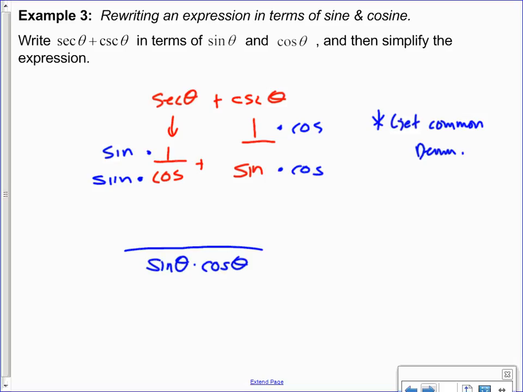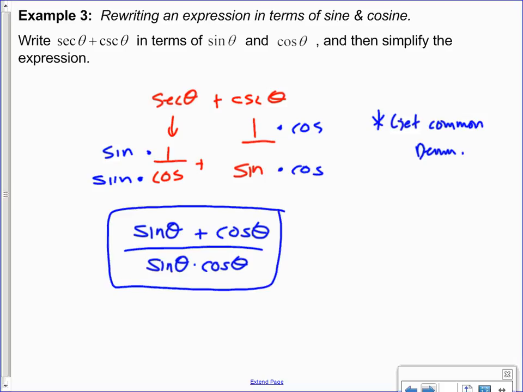Once you have a common denominator, you just add what's on top. So top is sine times 1, which is sine, and then 1 times cosine, which is cosine. Did we fulfill the requirements of this question? Yeah. Everything is in terms of just sines and cosines. That's it. William, check on me. Is that the answer?